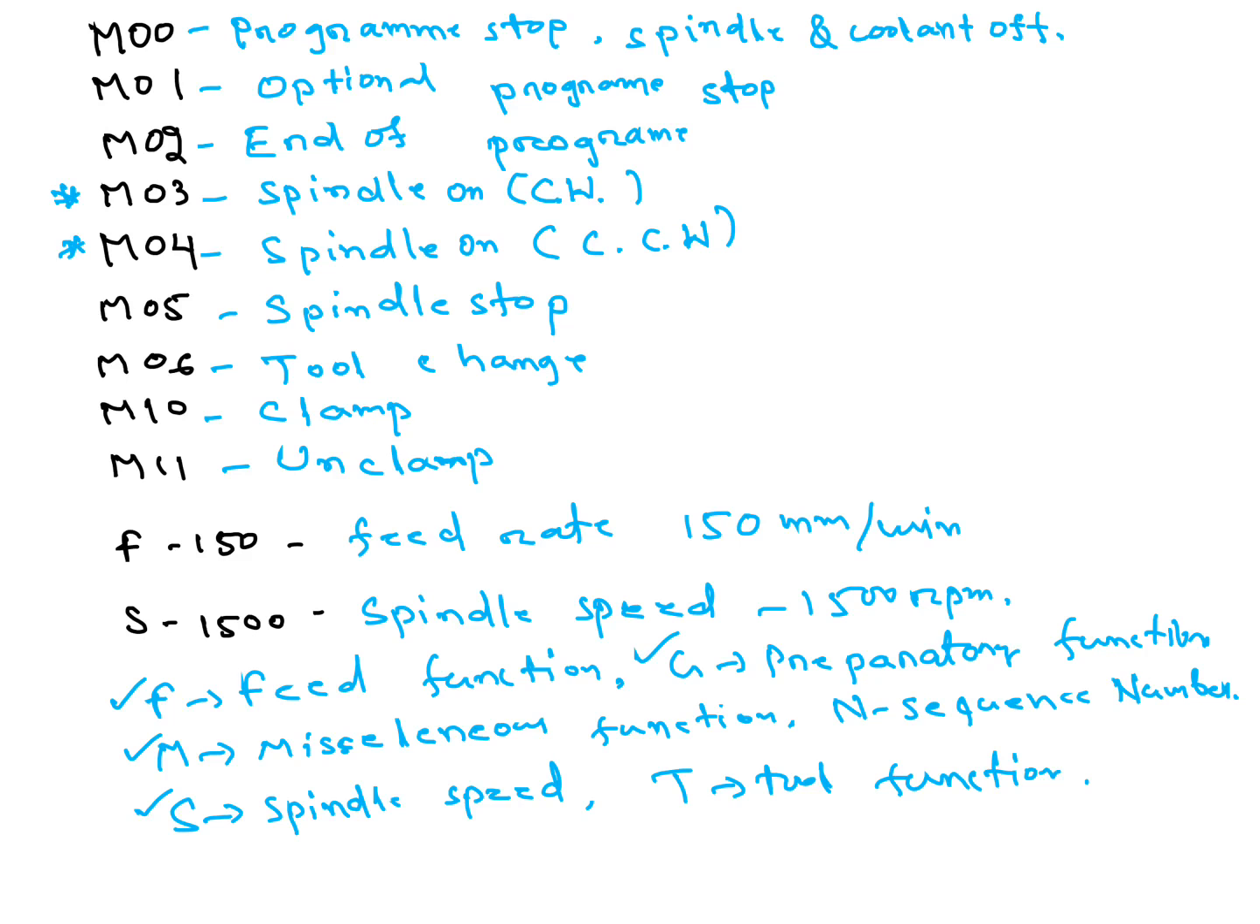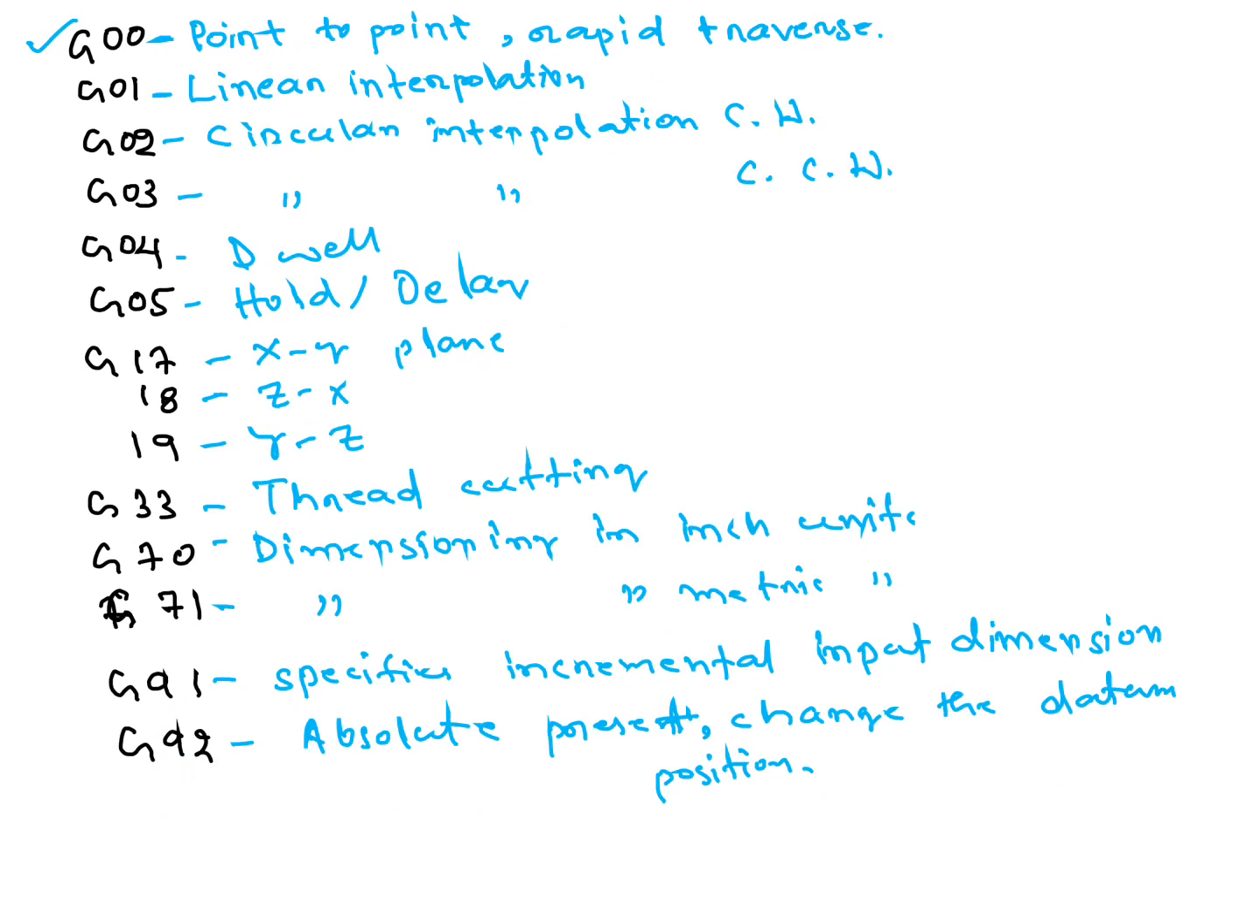Last phase here, G00 and G01 are important. G00 is used for drilling, point to point interpolation. Then G01 linear interpolation, G02, G03. Then here G17 is important. Then G70, G91 and G92, incremental and absolute.